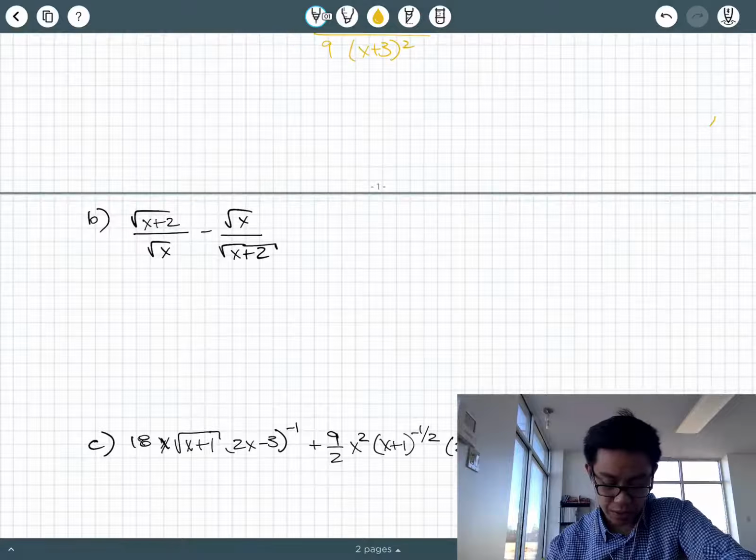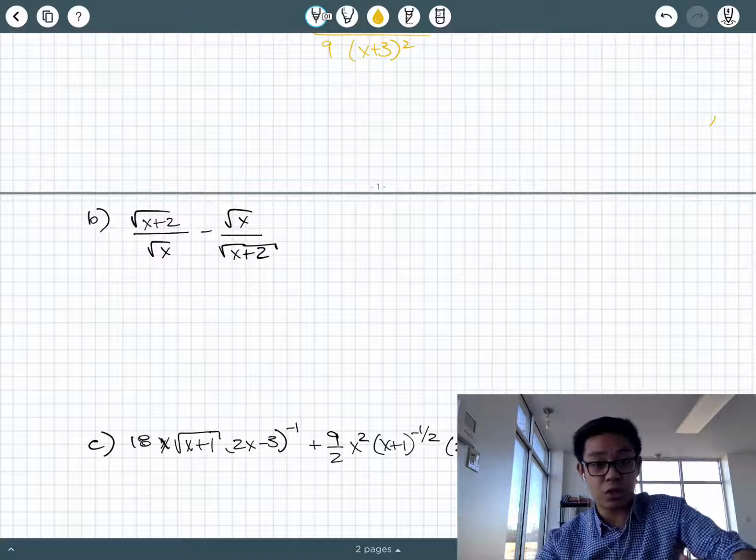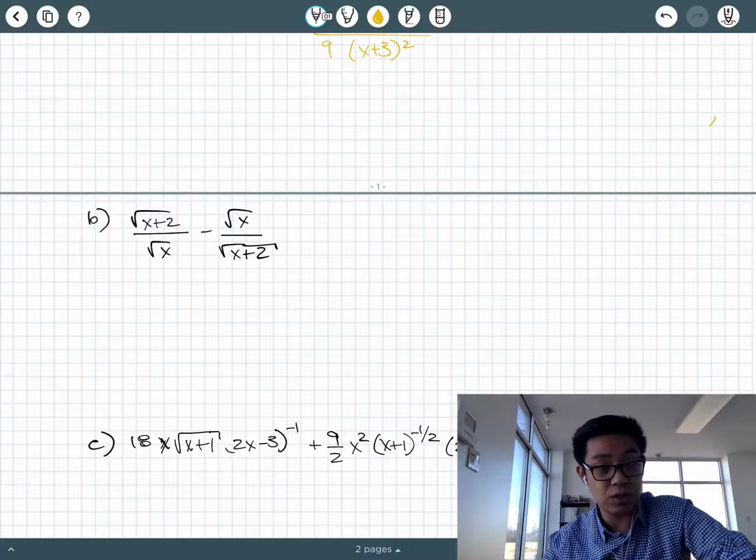Let's try another one. So this root expression looks pretty complicated, but there are no coefficients, it's just 1.